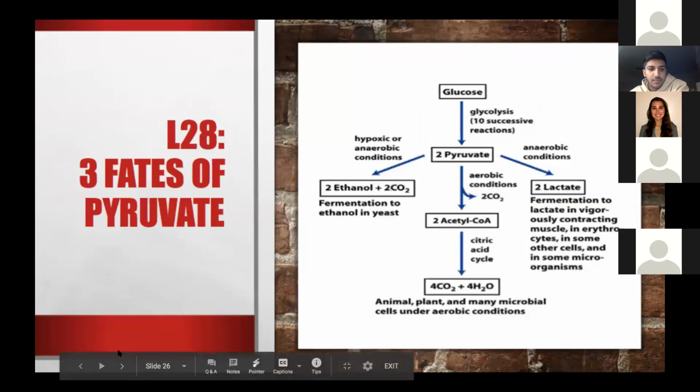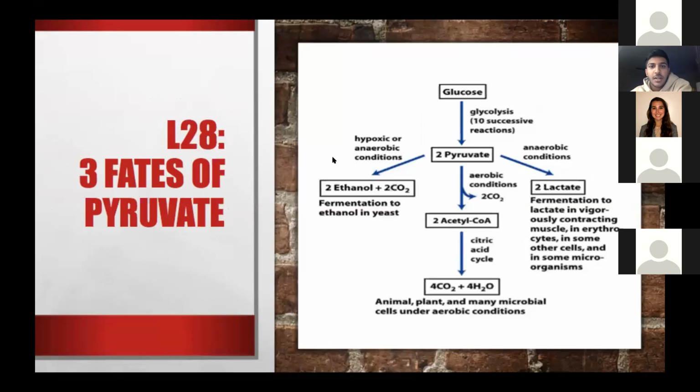And so in terms of the fates now, once you have pyruvate, there's different things you can do. I wouldn't focus on the fermentation to ethanol really. You won't really see any questions on that. But the two main ones that you should know is that pyruvate will go through that PDH complex to make acetyl-CoA, and then that goes to the citric acid cycle.